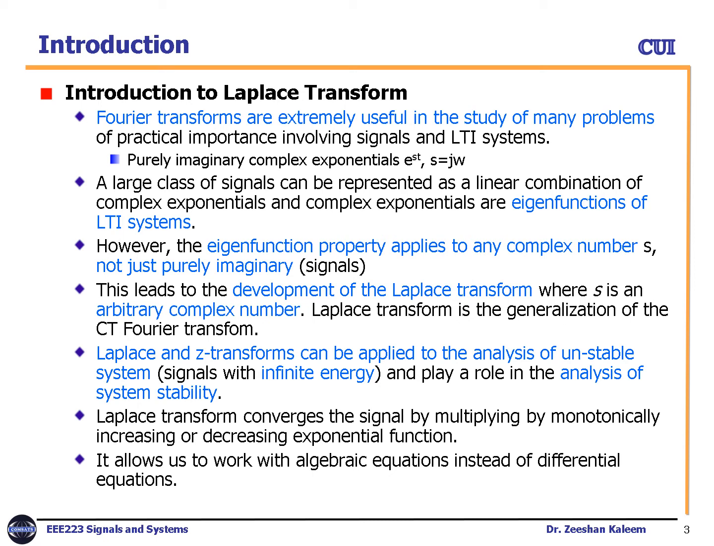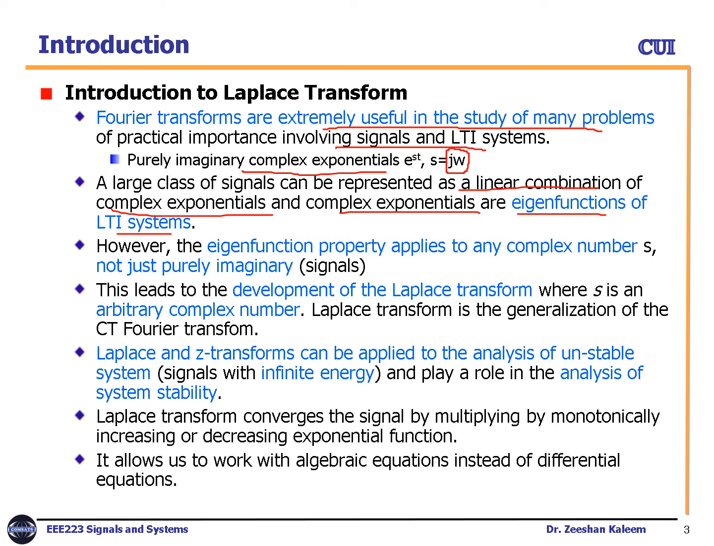As you know, the Fourier transforms are extremely useful in the study of many problems of practical importance involving signals and LTI systems. So purely imaginary complex exponential, for example, s is equal to j omega. You know that it is a purely imaginary complex exponential, right? A large class of signals can be represented as a linear combination of complex exponentials, and complex exponentials are eigenfunctions of the LTI systems. We already discussed this before, how they are eigenfunctions and what eigenfunctions are.